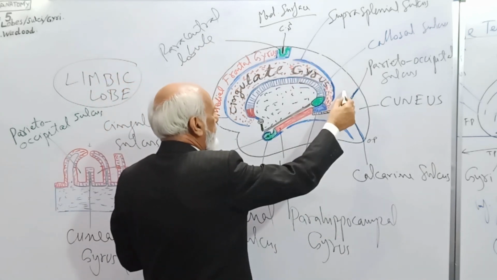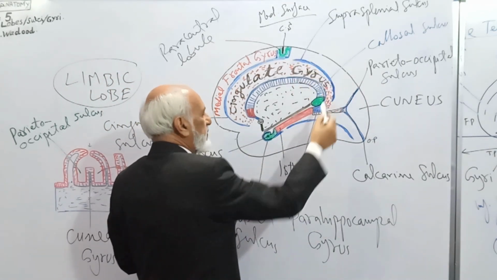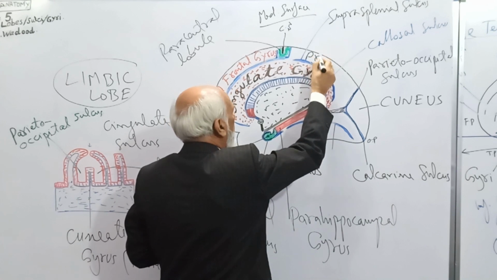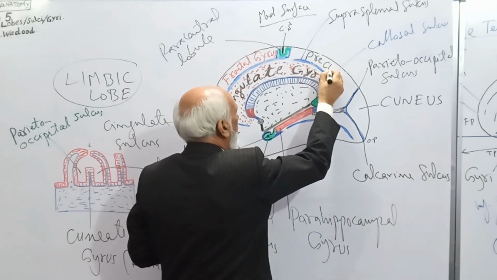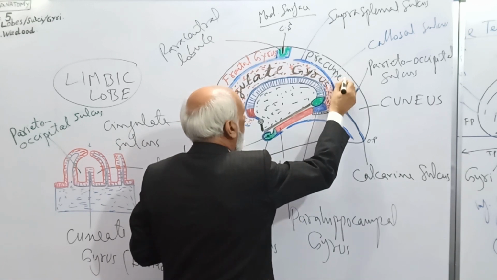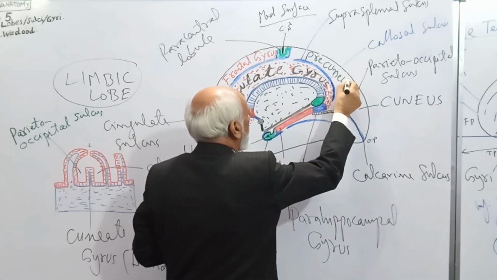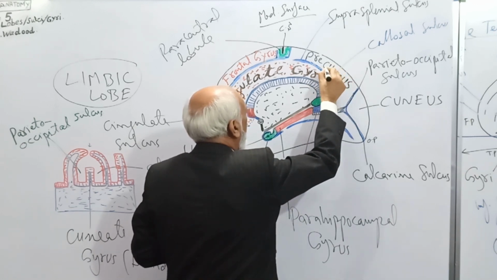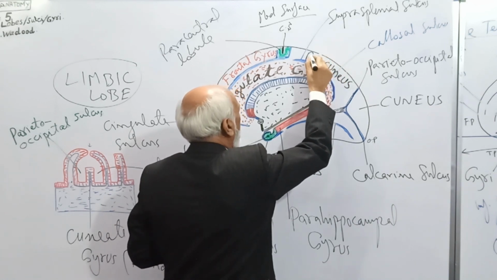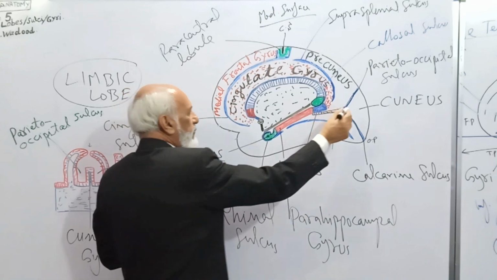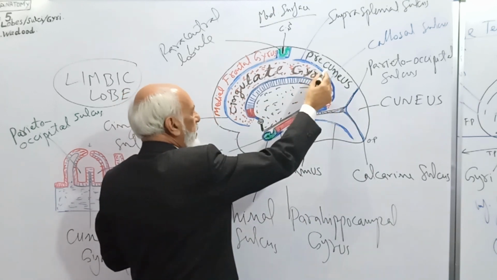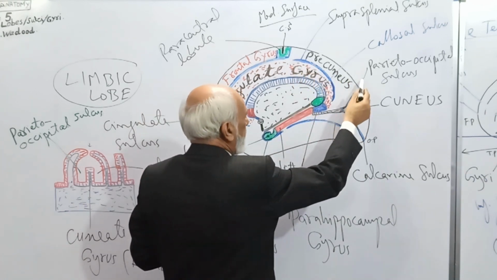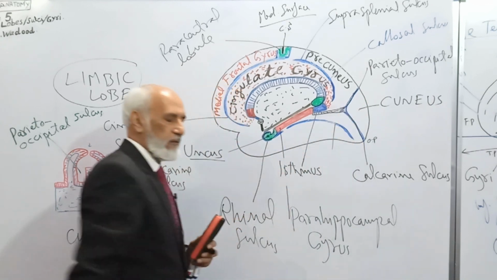Now here there is another gyrus which is between the suprasplenial sulcus and the supromedial border. This is known as precuneus, in front of cuneus. Precuneus is between supromedial border and suprasplenial sulcus. And cuneus is between parieto-occipital sulcus and calcarine sulcus.